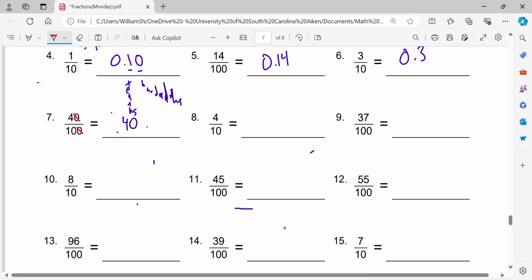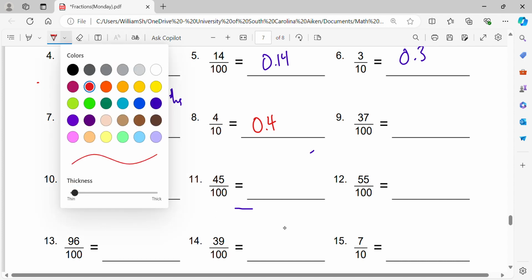And this reduces to 4 out of 10, which would be the same thing as number 8, which is just 0.4. And you can see that these decimals here, 0.40 and 0.4, are the same thing. Okay, so I don't know if you knew that simplification step there, but that's basically canceling by a factor of 10. Let's do another one.